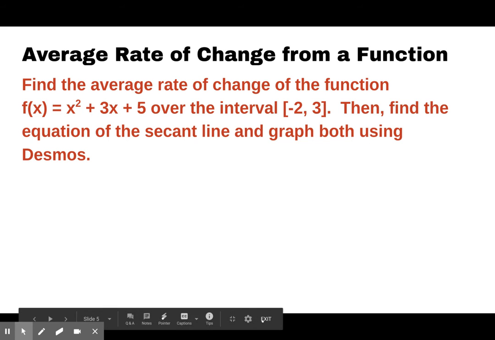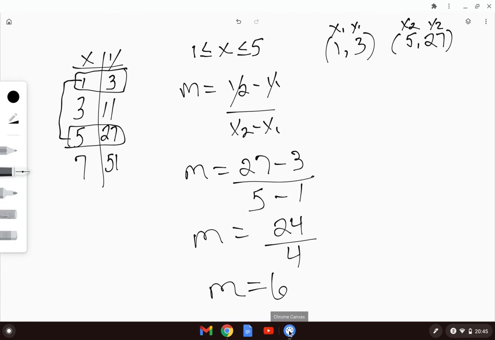All right, so here's how we're going to do this. When I come over here to my Canvas board, I will write the function f of x equals x squared plus 3x plus 5, and I'm looking at it over the interval of [-2, 3]. Now, I need to remember what I already told you. When I'm looking at the interval, these are both x values. So -2 is going to be x1, and the 3 is going to be x2.